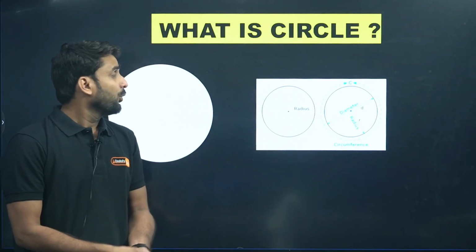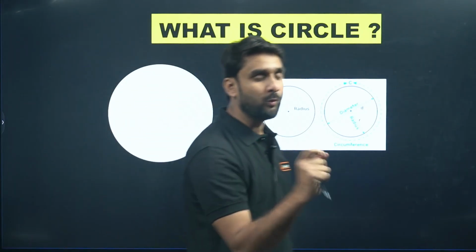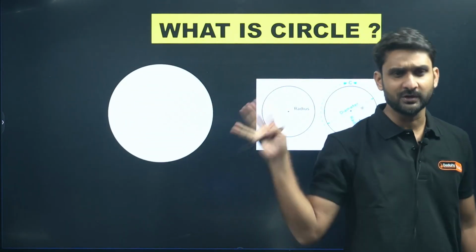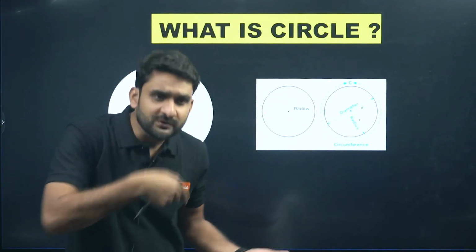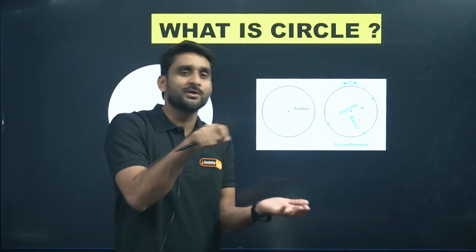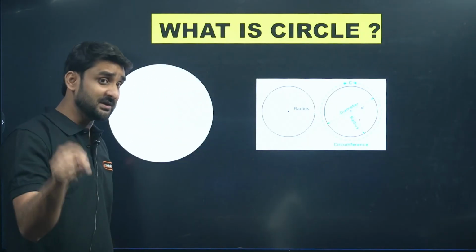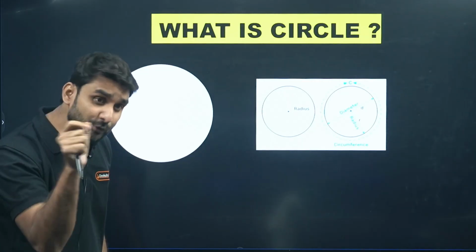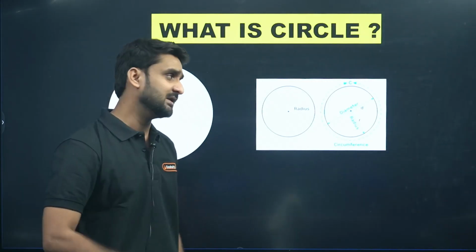Okay, what is called a circle? My first question for you all is, what is a circle? You all know the circle. You all studied about the circle, you draw the circle on paper, and you use the circle in drawing also. So my question is, can you define a circle? What exactly is the definition of a circle? How can you define the circle?